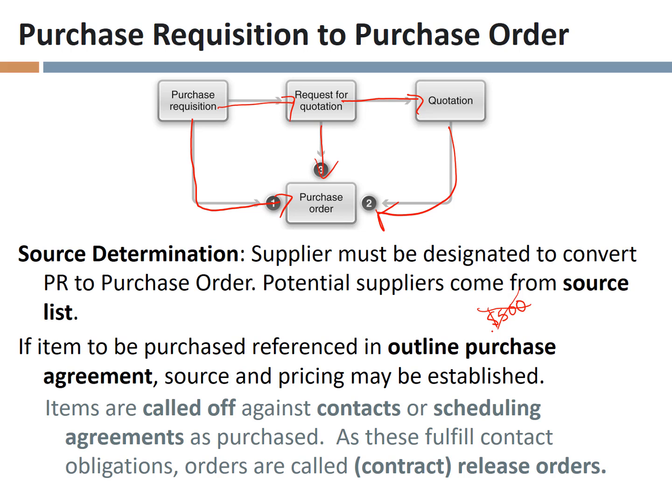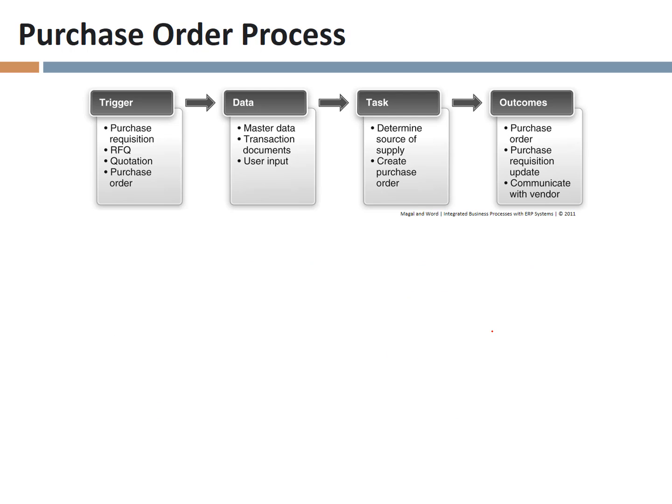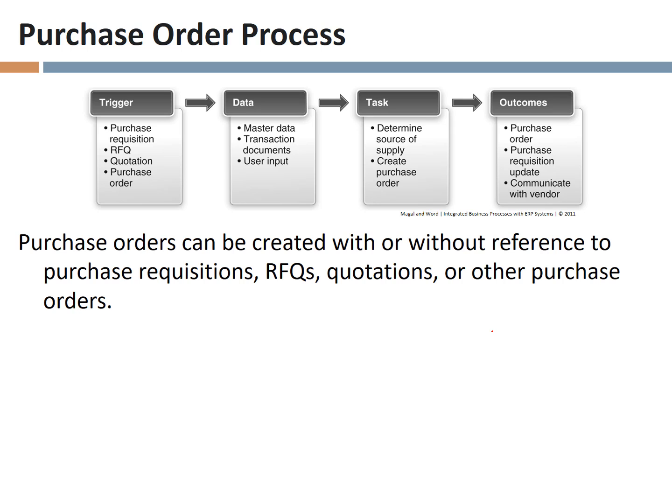So once we know who's getting our order, the next step is to create a purchase order. Now, there's lots of different ways that we could create a purchase order. You could go in and just create a purchase order out of nothing. So we could create it without reference to anything else. Or, to save ourselves time, we could create a purchase order with a reference to a purchase requisition.